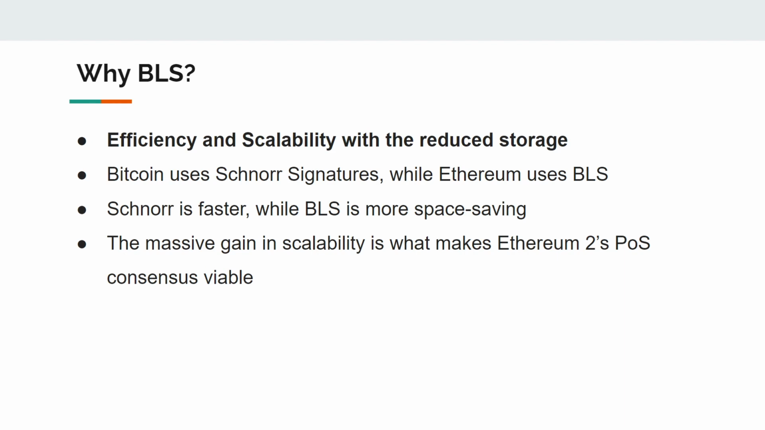Now, why should we use BLS? Well, the efficiency and the resulting scalability that it brings about with its reduced storage. Thousands of signatures can be aggregated into a single one, and that is one of the things that make Ethereum's proof of stake algorithm viable in the first place. Bitcoin also has an existing implementation of signature aggregation. It uses Schnorr signatures. Ethereum uses BLS. The main difference between these two is that Schnorr is much computationally faster, while BLS is more space saving. And here, for pedagogical reasons, we implemented BLS on our version of blockchain.